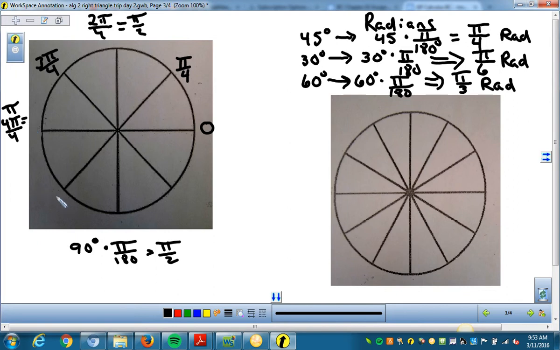The next one is what? 5 pi fourths. 5 pi fourths does not reduce, so that stays 5 pi fourths. Then this one ends up being what? 6 pi fourths, which reduces to what? 3 pi halves.